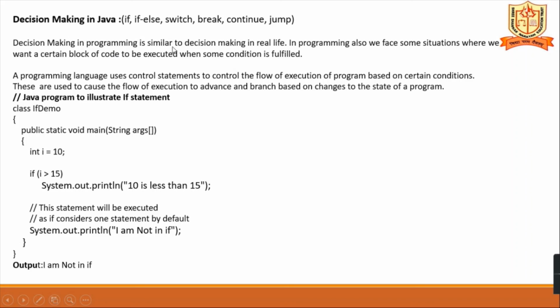Decision making in programming is similar to decision making in real life. In programming also, we face some situations where we want a certain block of code to be executed when some condition is fulfilled. A programming language uses control statements to control the flow of execution of the program based on certain conditions. These are used to cause the flow of execution to advance and branch based on the changes to the state of the program. See here which are the conditions?